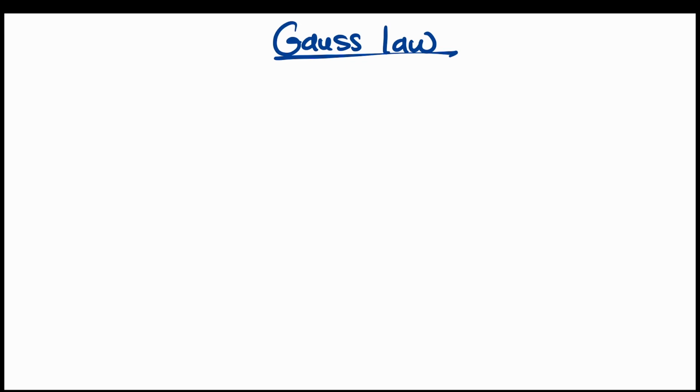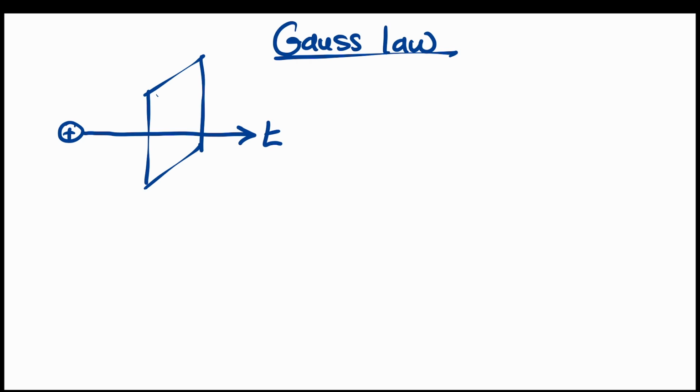So first, one thing that is important to understand Gauss law is the concept of flux. So what is a flux? A flux is when you have an electric field that is created by a charge, and that electric field from that charge crosses a specific surface of area A.